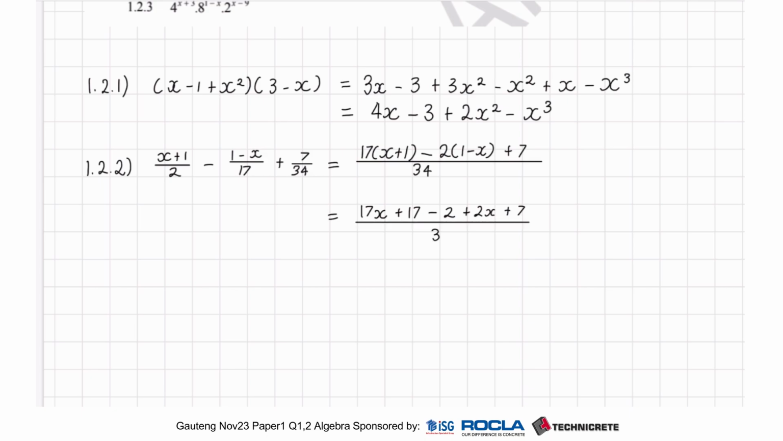over 34. And then I add up my x's and I add up my numbers. So my x's are going to be 17x plus 2x, which is 19x. And my numbers, I have 17 minus 2, which is 15, plus 7, which is 22. And that's all over 34.